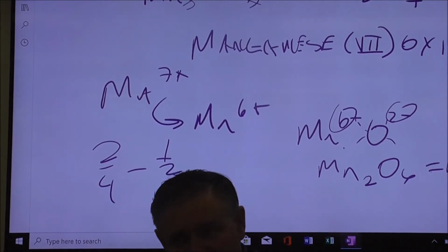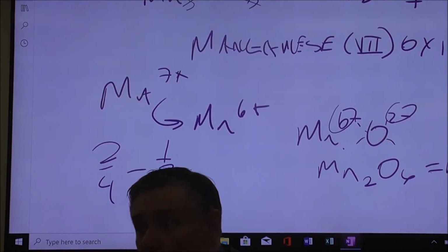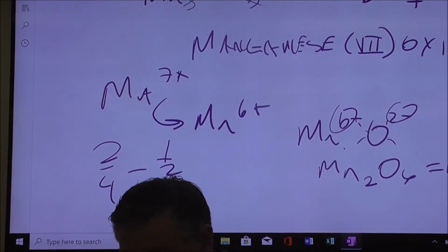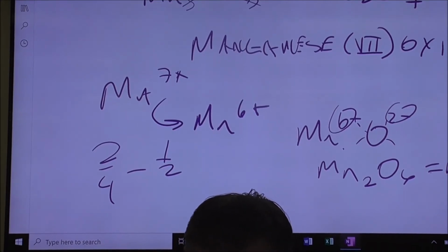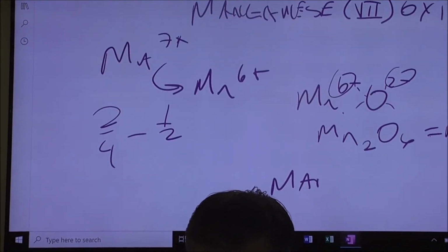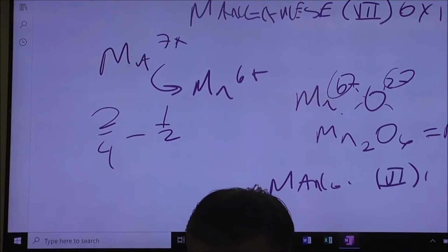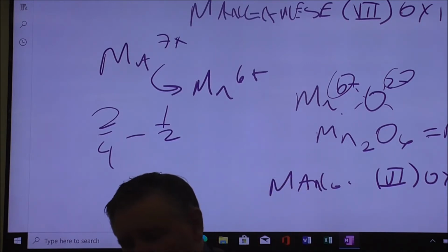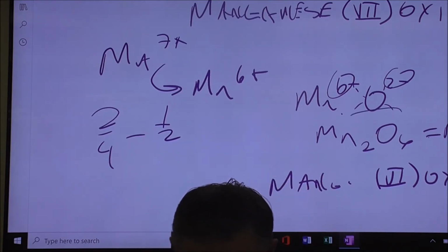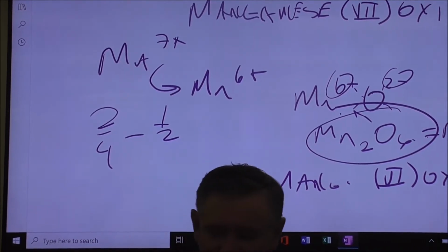Now, here's the deal. When you write the name of this, you still need to write this as manganese(VI) oxide. And if you have that as Mn2O6, it's horribly disciplined, because that's how you know that it's going to be 6. That gets a little bit weird, but if you have it like that, that's fine.